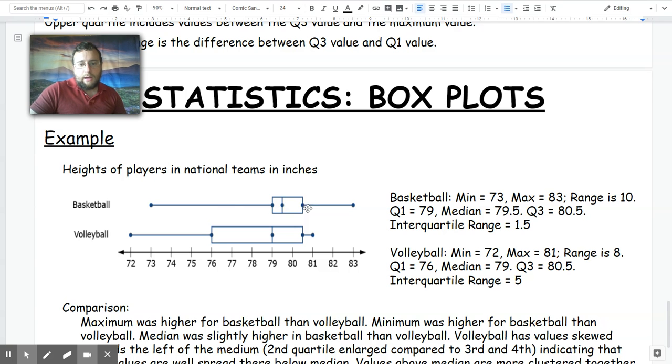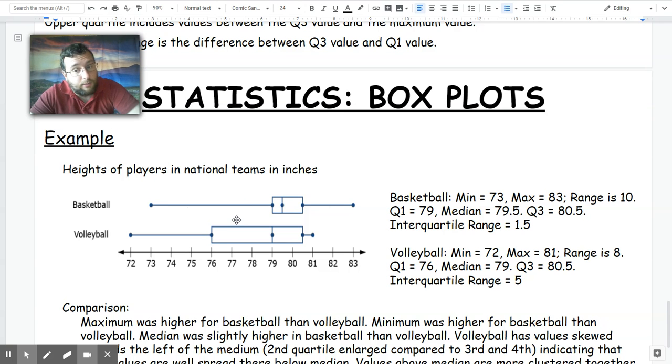But then you have 50% of them clustered between 79 and 80.5 inches. So most of your players are going to be in that small range. That's what shows you why the box plot is so awesome, because it actually shows you where most of your data is hitting. And among the 25% which are bigger than that, there's less of a spread than among the shorter ones.